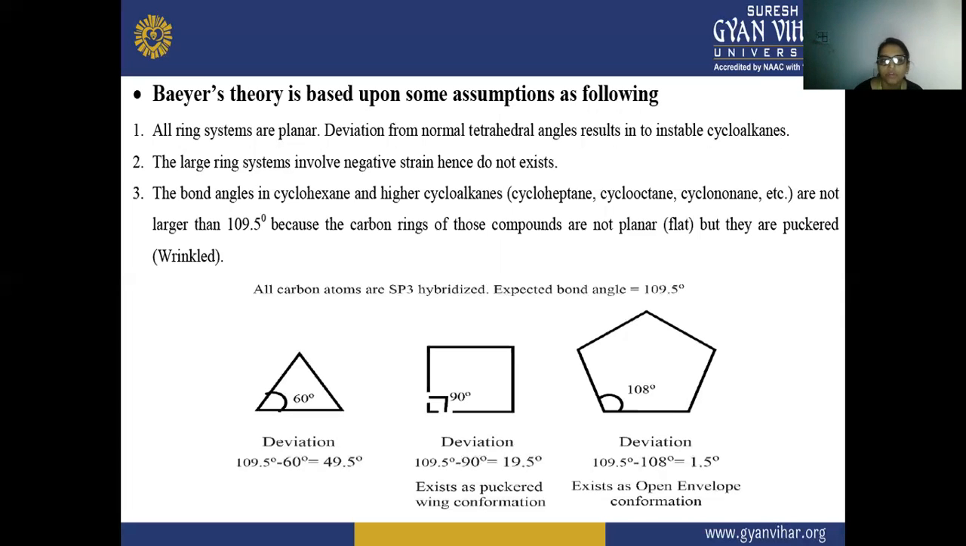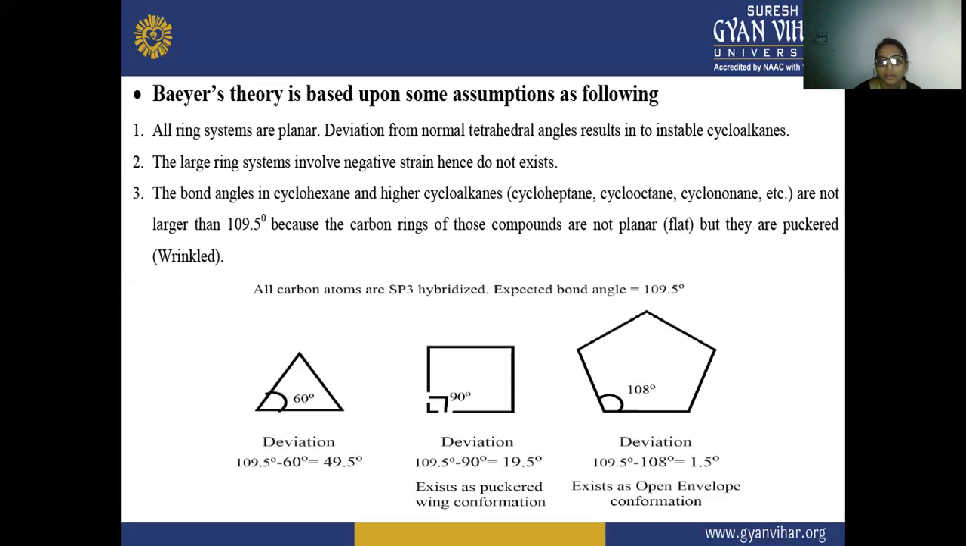So here, all ring systems should be planar, and if there is any deviation in the ring system from the ideal tetrahedral angle, then it will result in an unstable cycloalkane. Next, the larger the ring system, the more it involves negative strain, hence such rings do not exist. So if the ring system is larger, then there is a negative strain, hence they do not exist. So there will be no strain existing on that ring system.